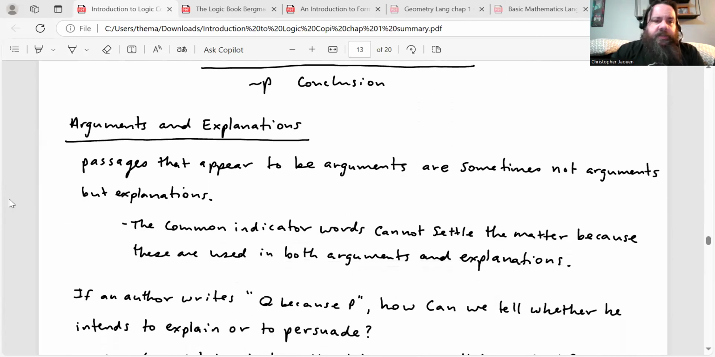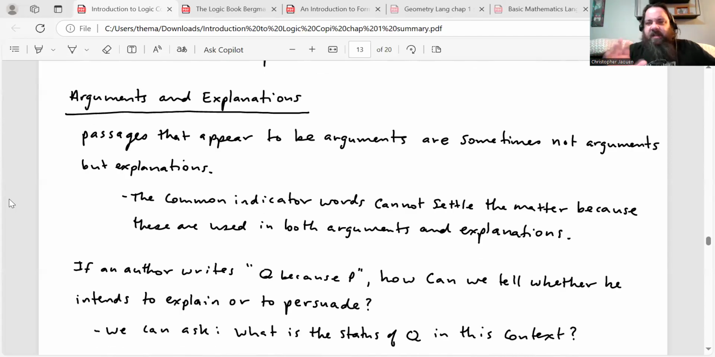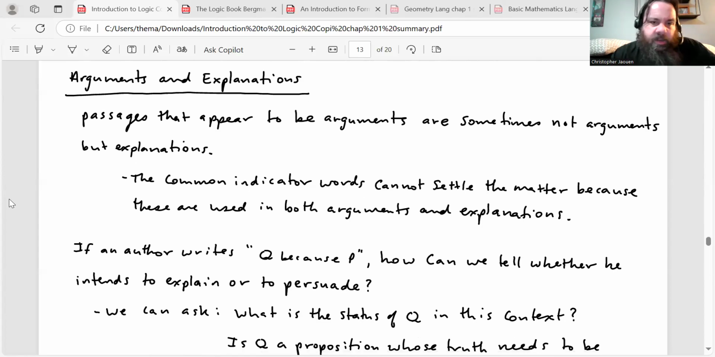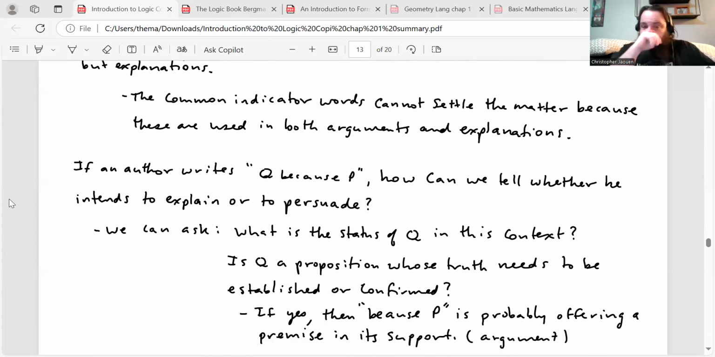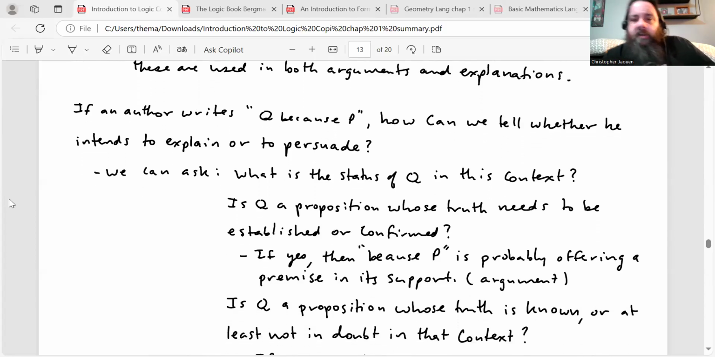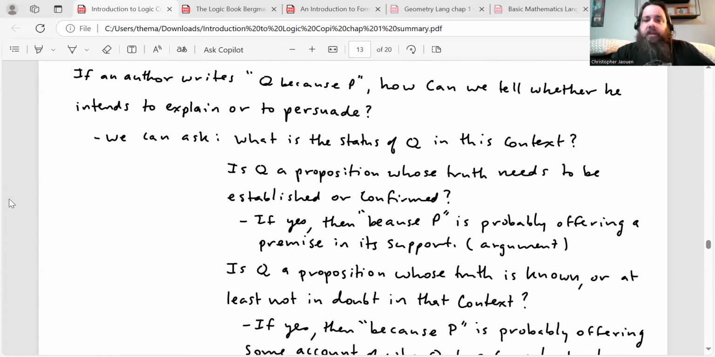Right, arguments and explanations. Passages that appear to be arguments are sometimes not arguments, but explanations. And this is where things can get a little bit vague. The common indicator words cannot settle the matter because these are used in both arguments and explanations. If an author writes Q because P, how can we tell whether he intends to explain or to persuade? Well, one way is we can ask, what is the status of Q in this context? Is Q a proposition whose truth needs to be established or confirmed? If yes, then because P is probably offering a premise in its support. In other words, we have an argument.